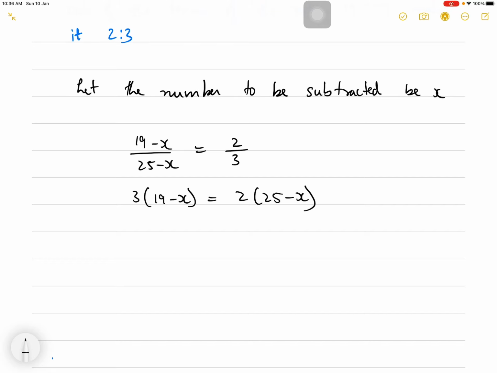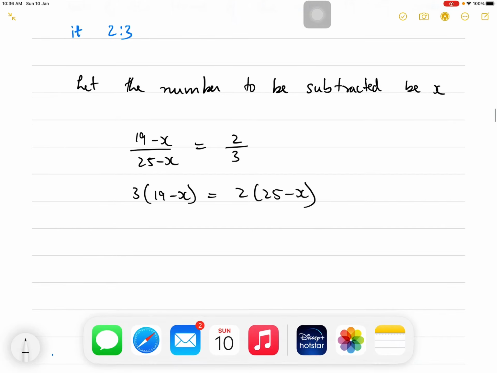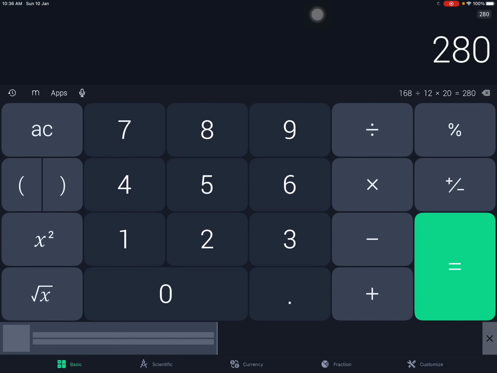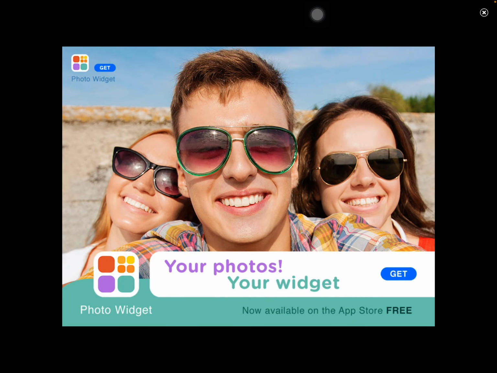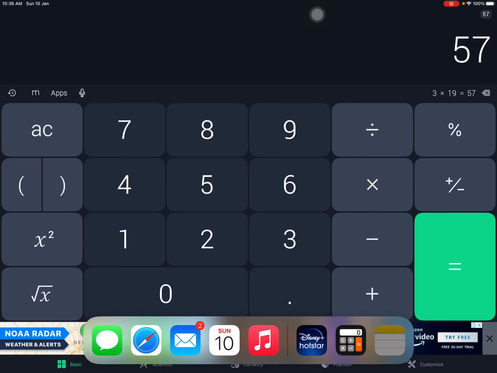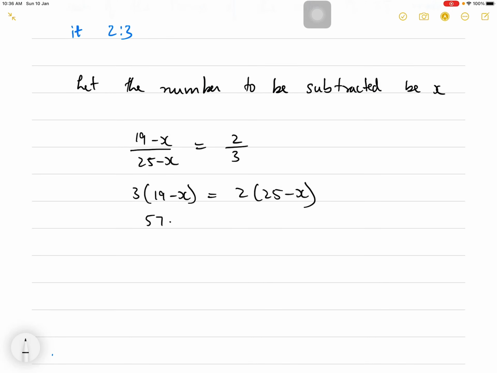So 3 into 19 is 57. 57 minus 3x is equal to 2 into 25 is 50 minus 2x. Put number terms on one side and x terms on the other side. So 57 minus 50 is equal to 3x minus 2x. So 7 is equal to x. x is equal to 7.